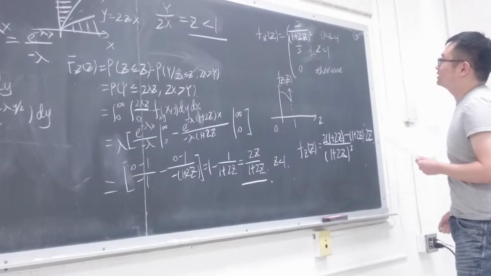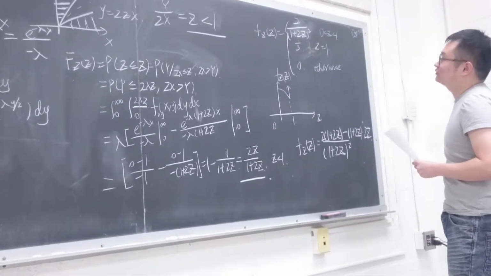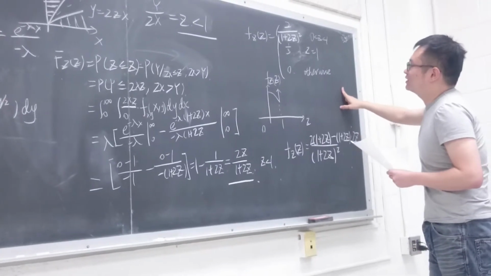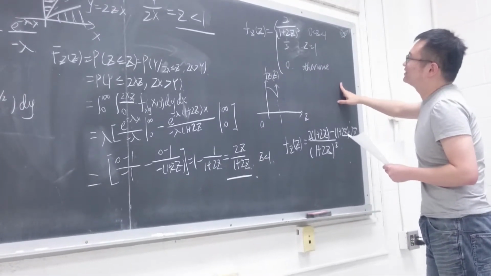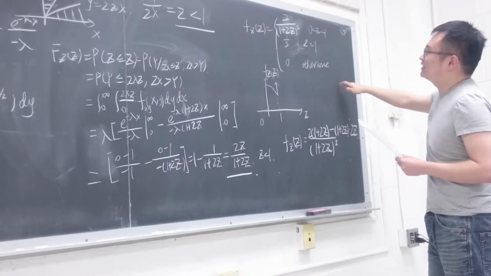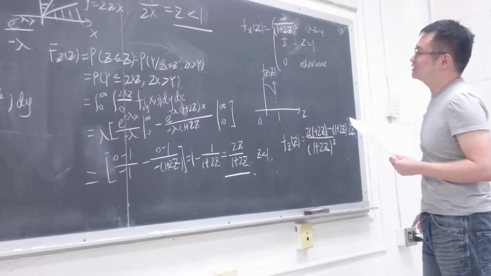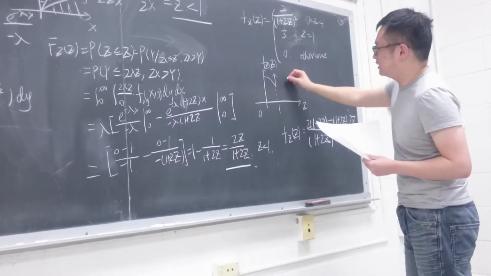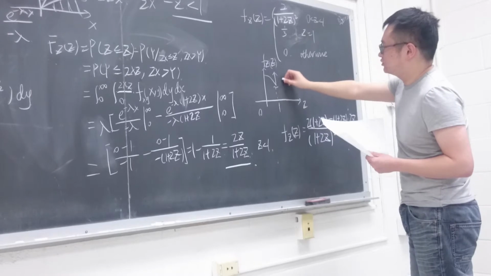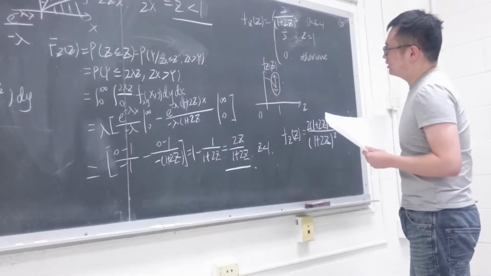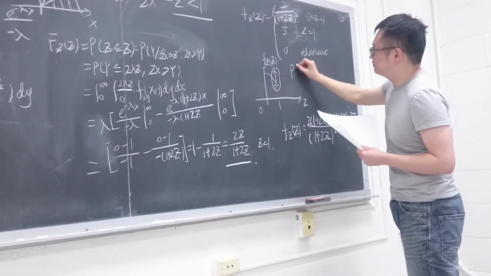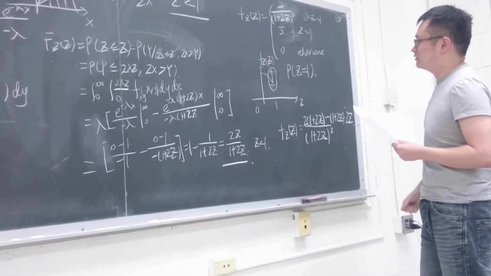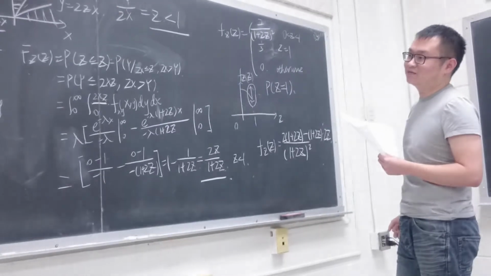As you can see, when z is from 0 to 1, it will be 1 times 2 over (1 plus 2z) squared. And when z equals 1, the value will be exactly 1 over 3. So the graph is showing here. This is the pulse I just mentioned, because it's given as P(Z equals 1), which is like the discrete function. And I hope you guys found it helpful.